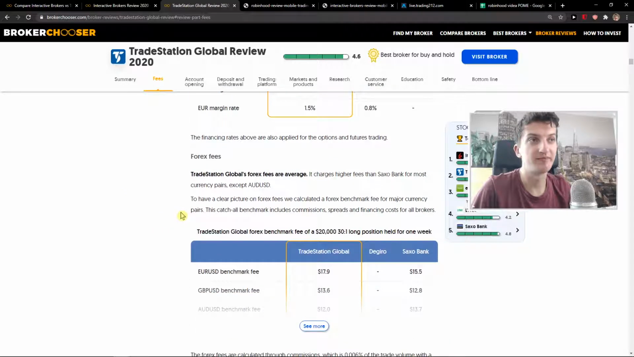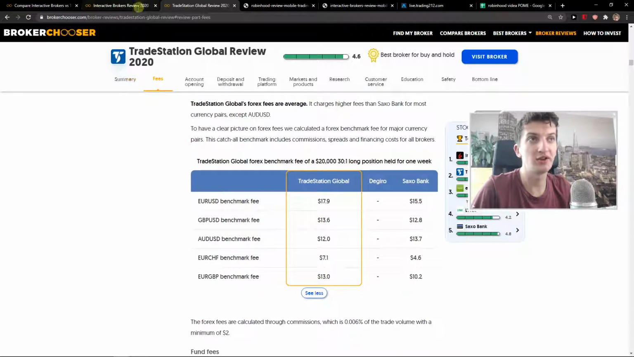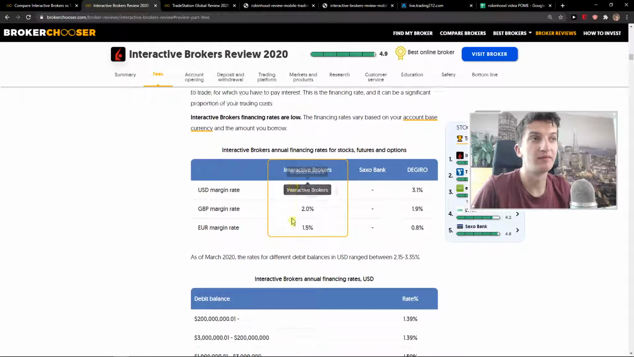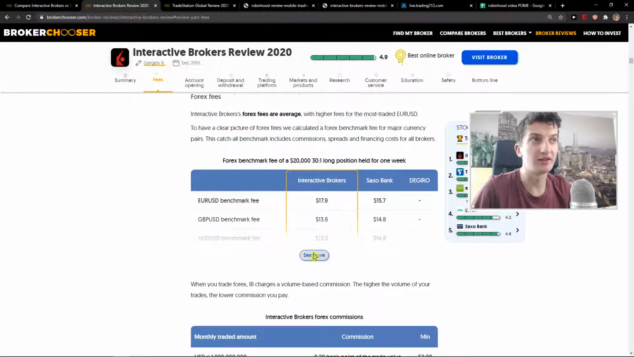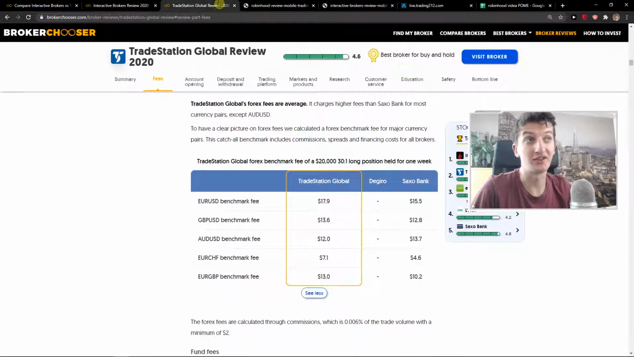That's also huge. And the Forex is similar. When we look at it, you can see the Euro USD. See, it's similar or literally the same.